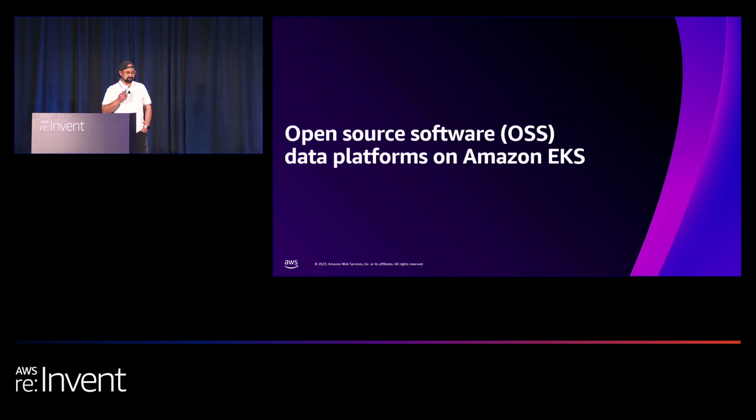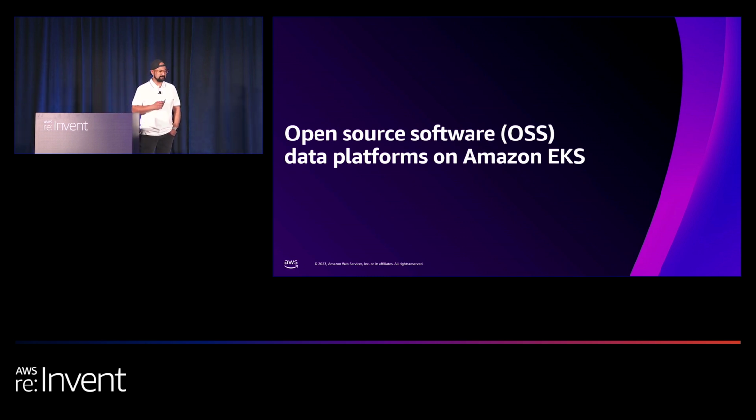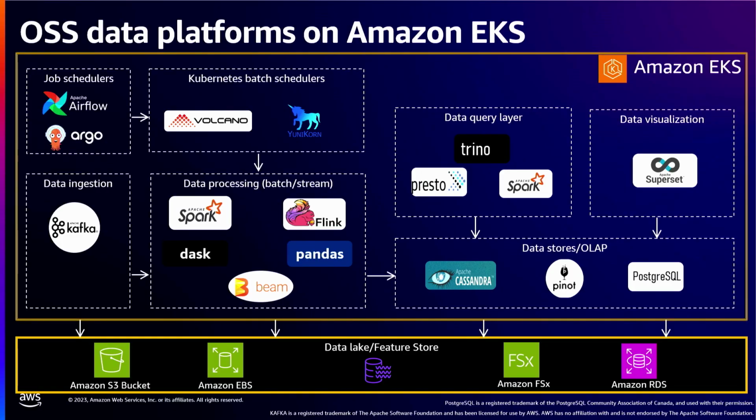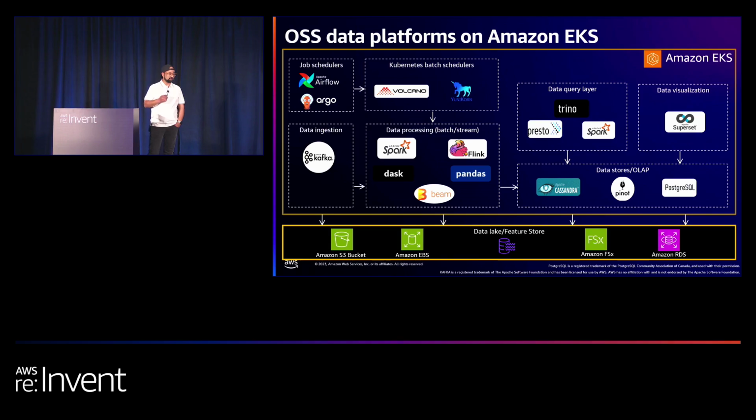So one of the key things that I wanted to show you today is how you can actually run an open source data platform on Kubernetes. As you can see in this slide, these are the various stages of the data platform within Kubernetes, starting with the data ingestion. And Kafka is the most popular to run streaming workloads for the data ingestion.